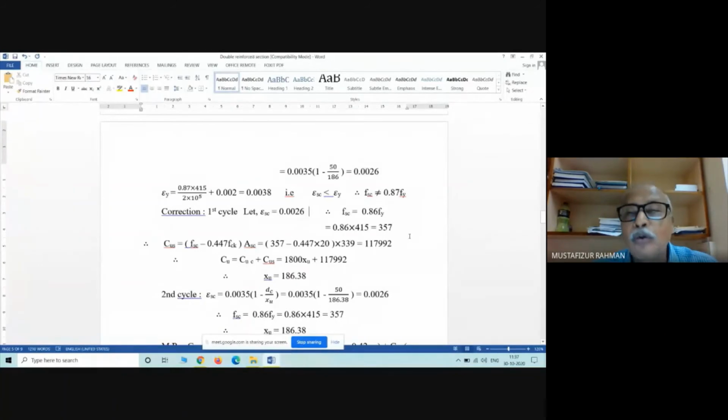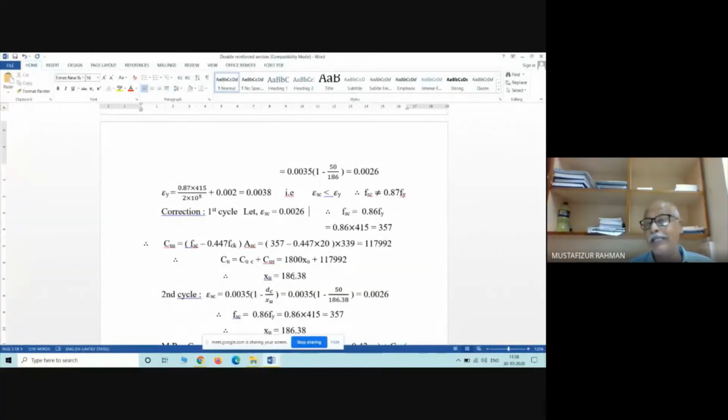Now go back to your original expression. Using this new fsc and Cu, we get xu equal to 186.38. Previously we had got 186. Now it is slightly increased, 186.3. Whether this value is correct or not, we require another cycle. The second cycle will dictate which one is the correct actual neutral axis.